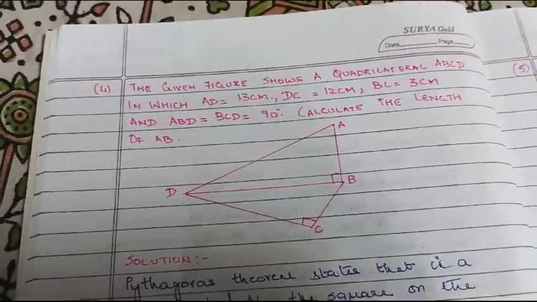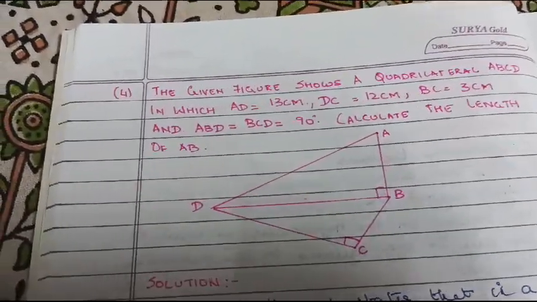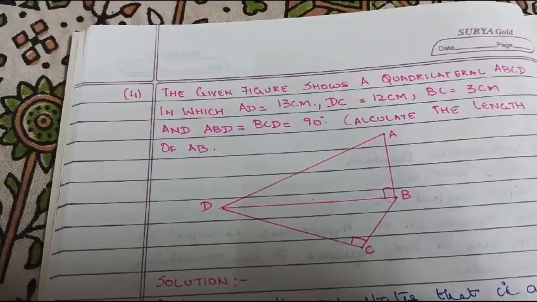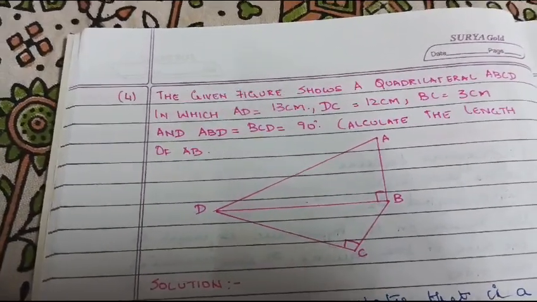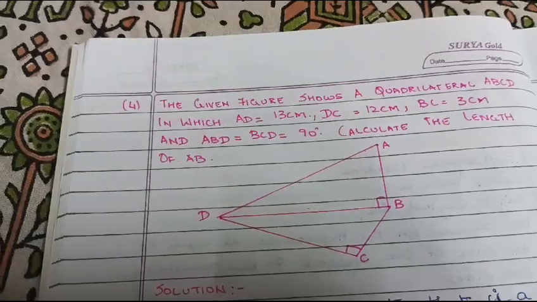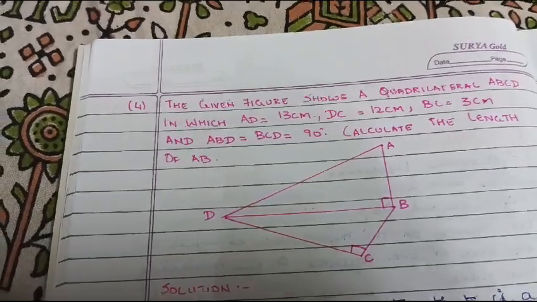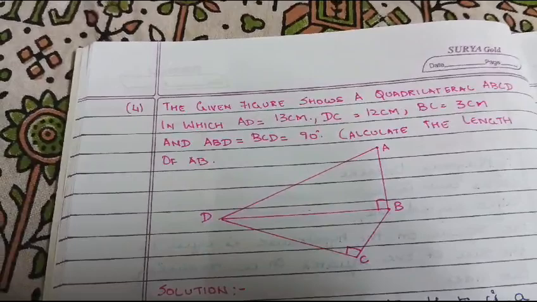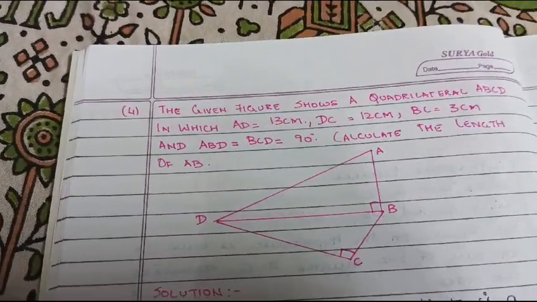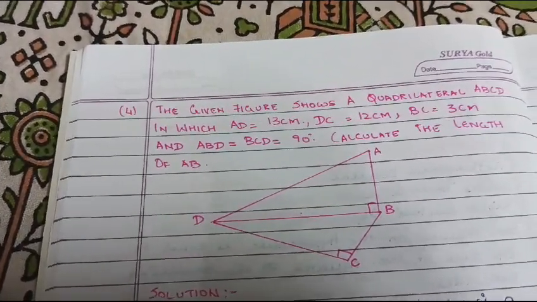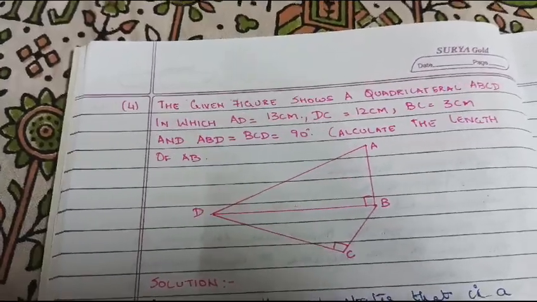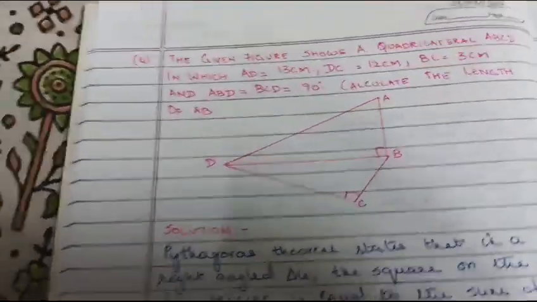The given figure shows a quadrilateral ABCD in which AD is equal to 13 centimeters, DC is equal to 12 centimeters, BC is equal to 3 centimeters, and angle ADB is equal to angle BCD is equal to 90 degrees. Calculate the length of AB. Here you already have the figure.